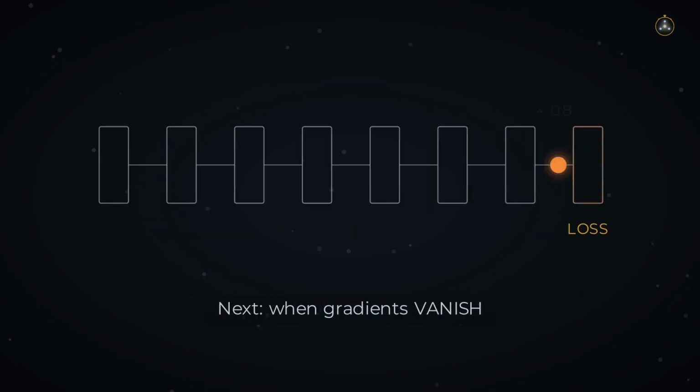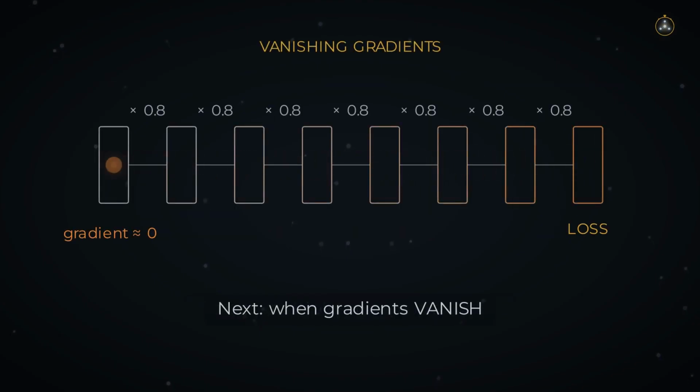But there is a trap. A deep network multiplies many local derivatives, each a little below one, and the signal shrinks layer by layer until it arrives as almost nothing. Vanishing gradients. Why deep networks refuse to learn.